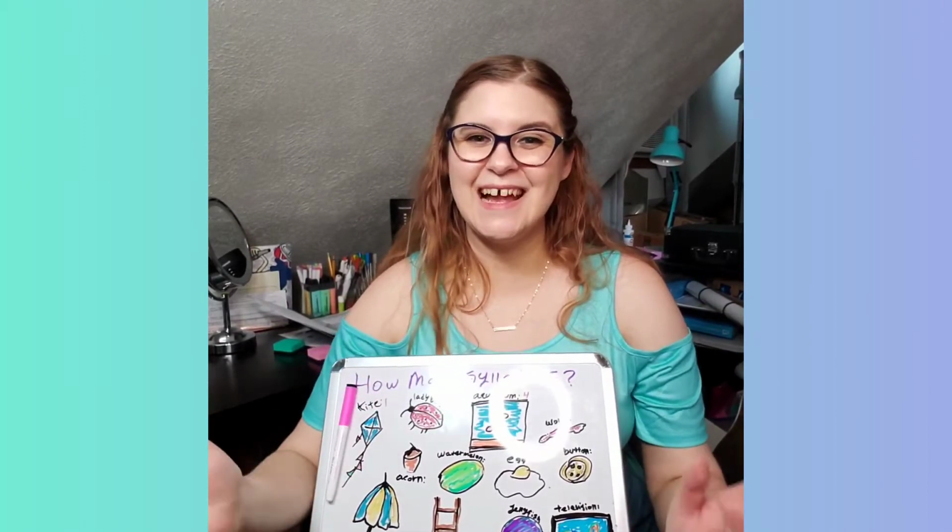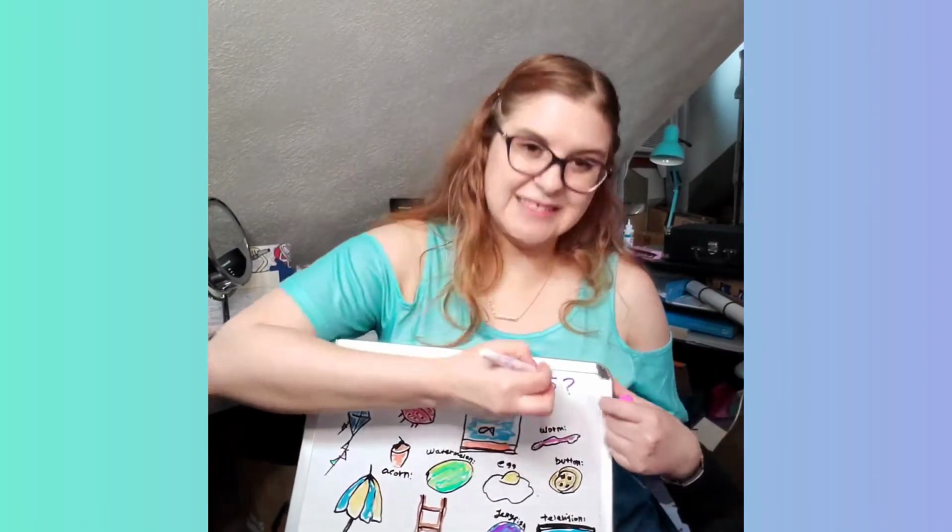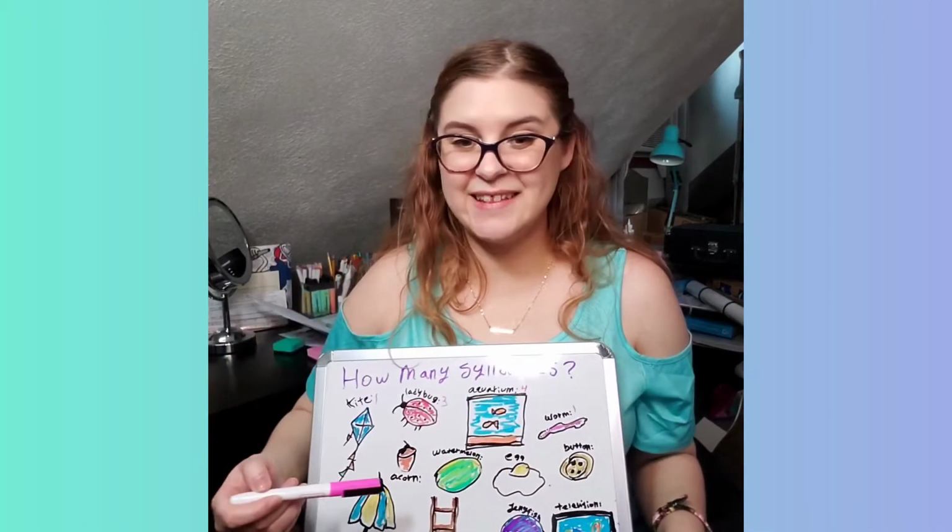Ready? Let's clap. Worm. 1 syllable. That's an easy one. This time, let's go across this way. I think that would be fun.